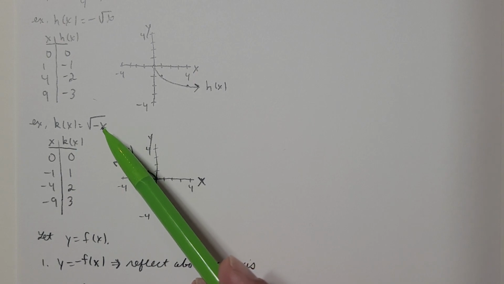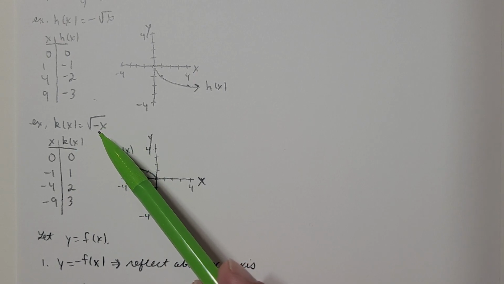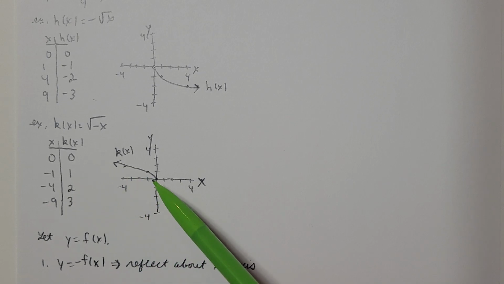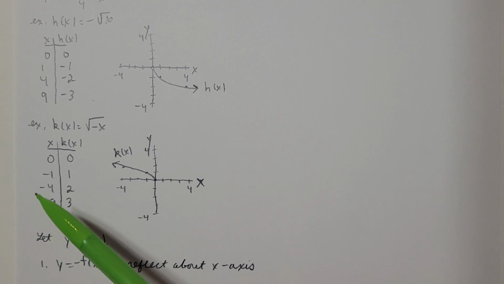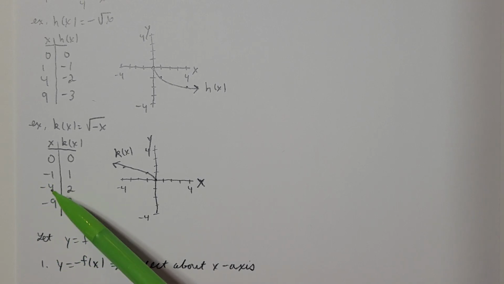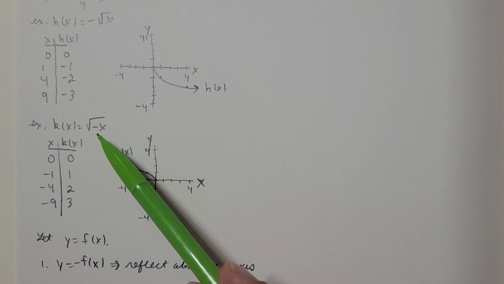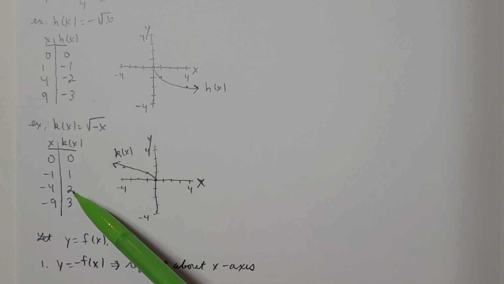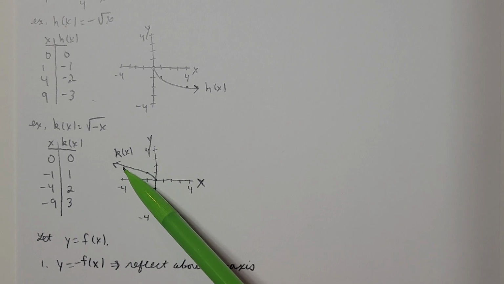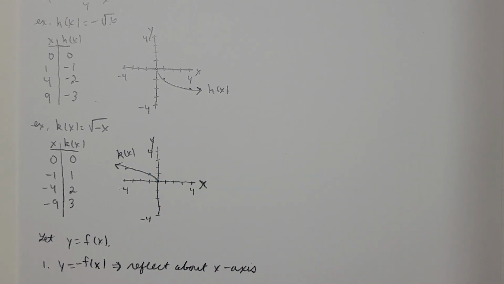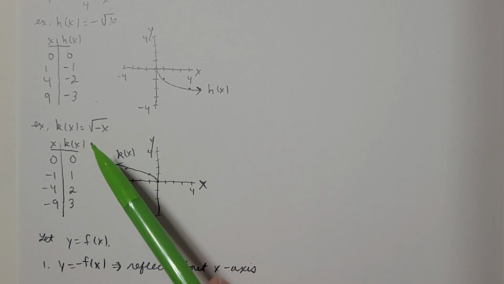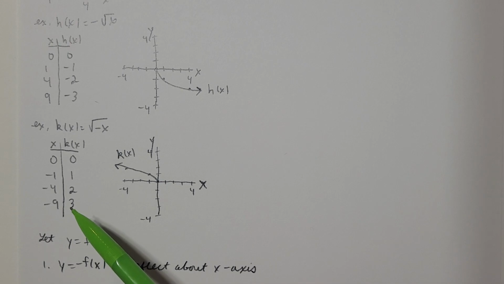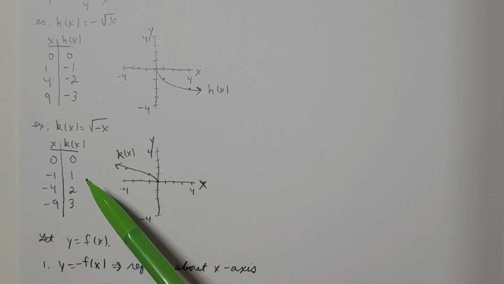So if x is negative 1, the opposite of negative 1 is 1, and the square root of 1 is 1. So the point negative 1, 1 would be on the graph. If x is negative 4, the opposite of negative 4 is 4, and the square root of 4 is 2. So negative 4, 2, that would be on the graph. If x is negative 9, the opposite of negative 9 is 9, and the square root of 9 is 3. So negative 9, 3, that point would be on the graph.